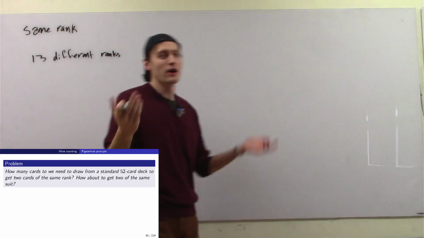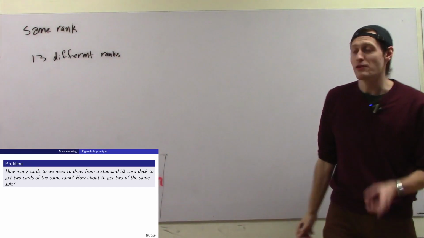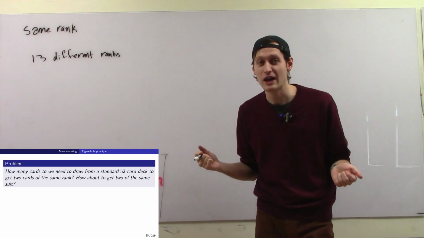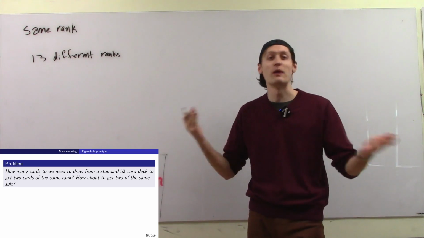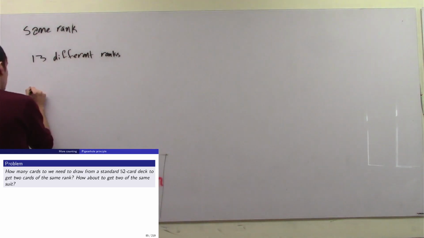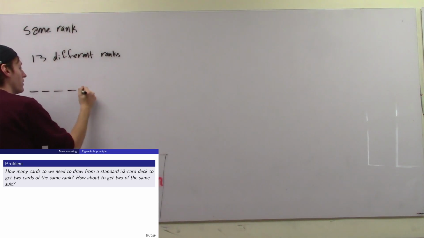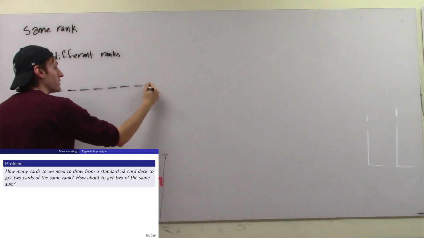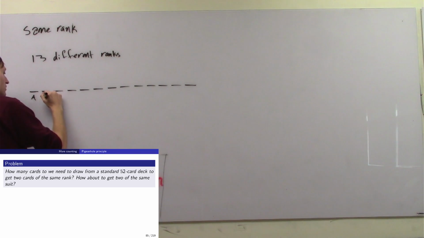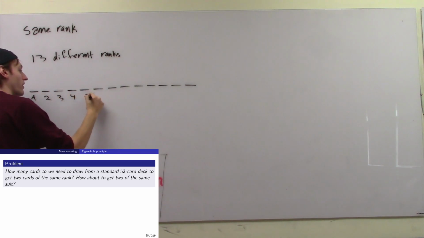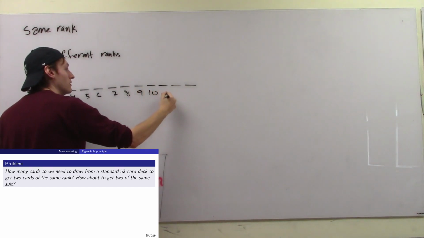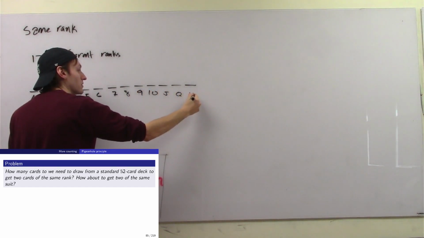At any point, if I draw 2 of the same, I can be done. The first thing I claim is that there's a way for me to draw 13 different cards and get 13 different ranks; I can grab 1 of each. But I'm going to lay out these 13: 1, 2, 3, 4, 5, 6, 7, 8, 9, 10, 11, 12, 13, and I'll label them ace, 2, 3, 4, 5, 6, 7, 8, 9, 10, jack, queen, king.